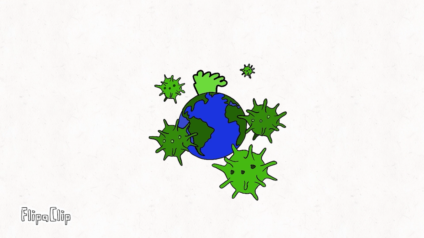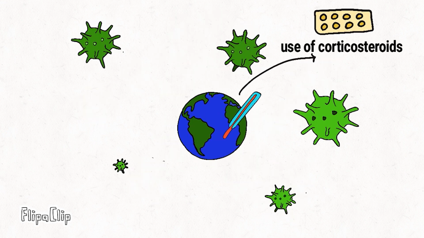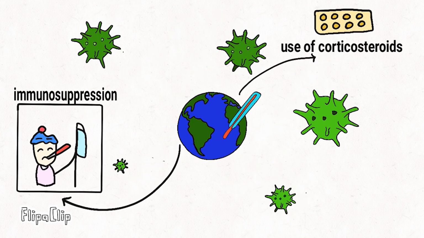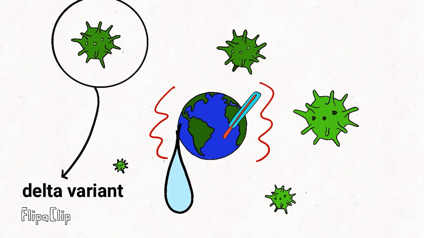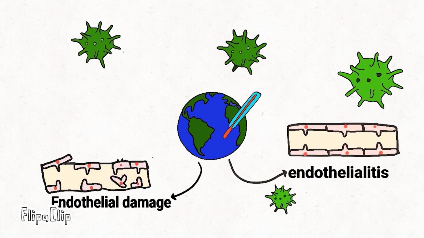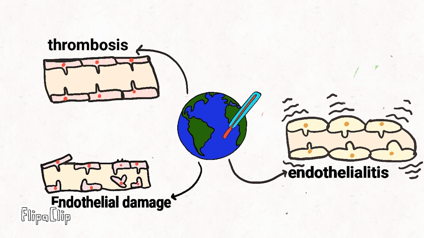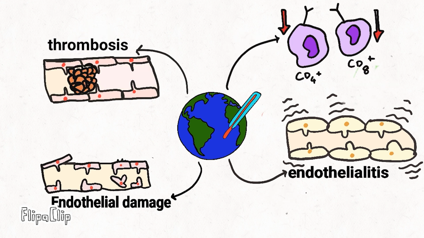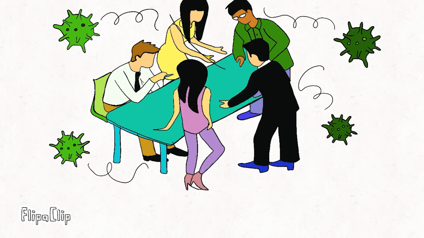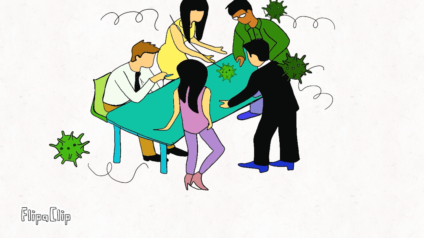Now for some information associated with COVID-19. Uncontrolled blood sugar, the use of corticosteroids and immune suppression are all important risk factors in developing mucormycosis. Most cases were reported in India and were linked to infection with the Delta variant. COVID-19 often caused endotheliitis, endothelial damage, thrombosis and reduction in CD4 and CD8 levels, thus predisposing to opportunistic fungal infections.